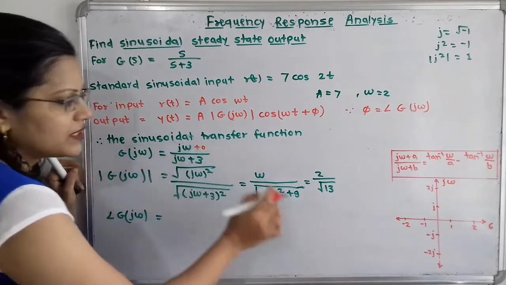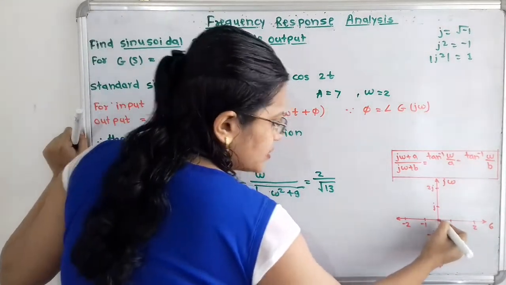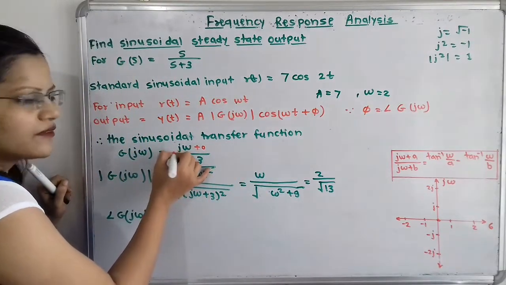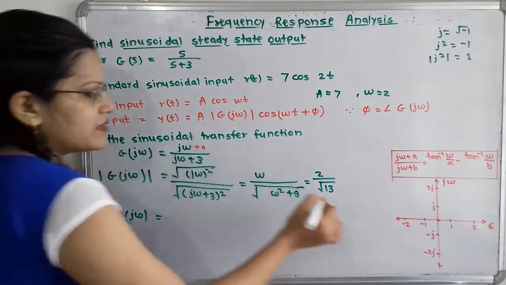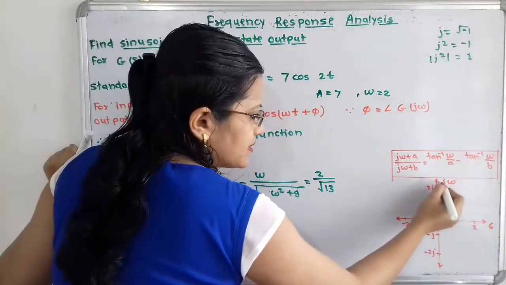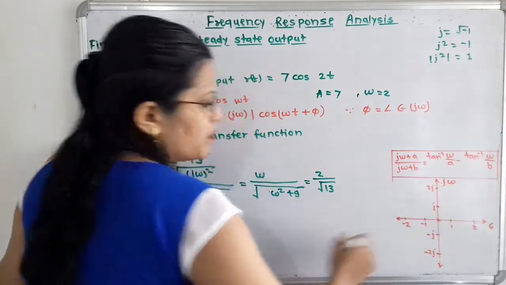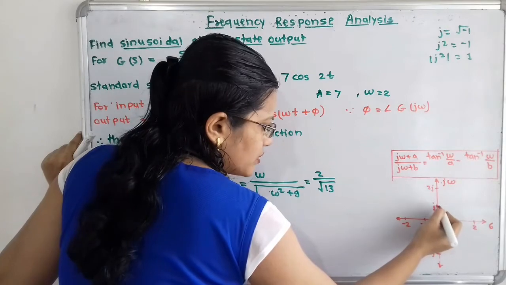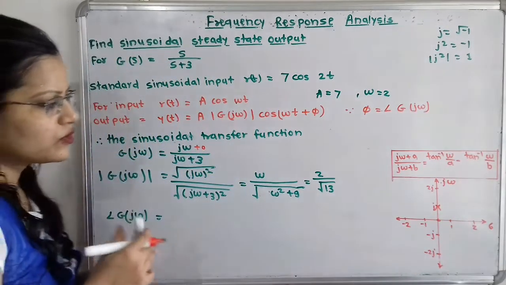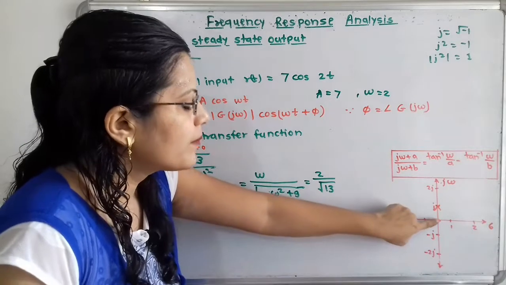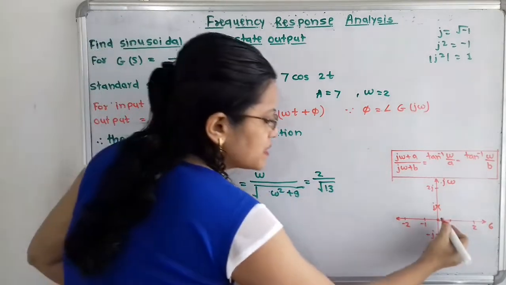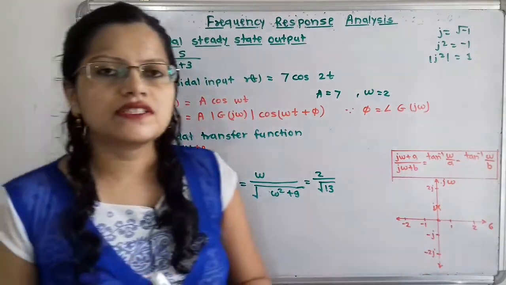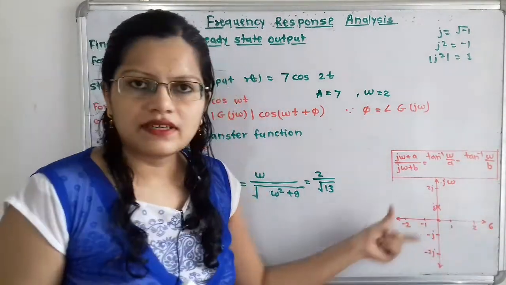Now how to plot the angle of j omega plus 0? This 0 is the origin, and j omega is plus 1 j omega. This vertical line indicates j omega, so here will be the point, which I will show with a cross. Now how to measure the angle? We have to measure the angle from the real axis. So this angle is 90 degrees, by observing this diagram.